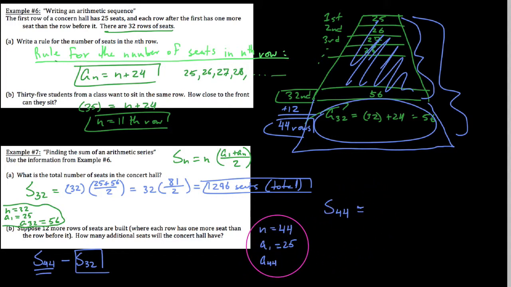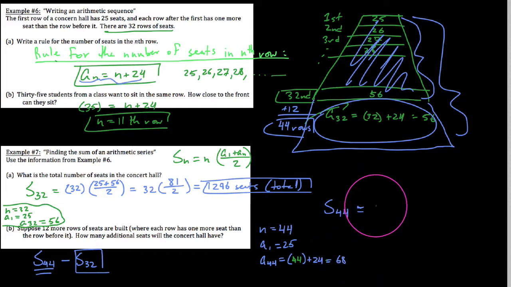So we say A44. We do have a rule for this. Recall that A_n, or the number of seats in the nth row, is n plus 24. So we say that A44 would be 44 plus another 24 here. So the value of A44 comes out to be 44 plus 24, which is 68.